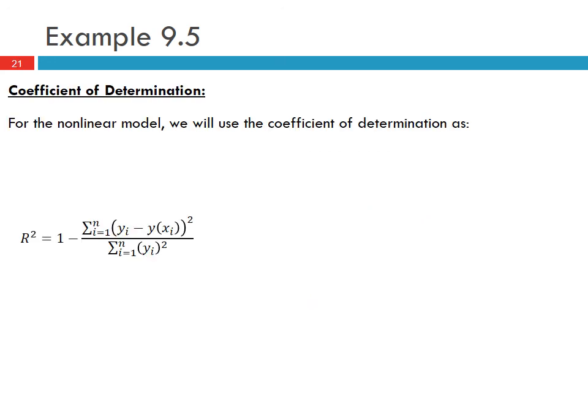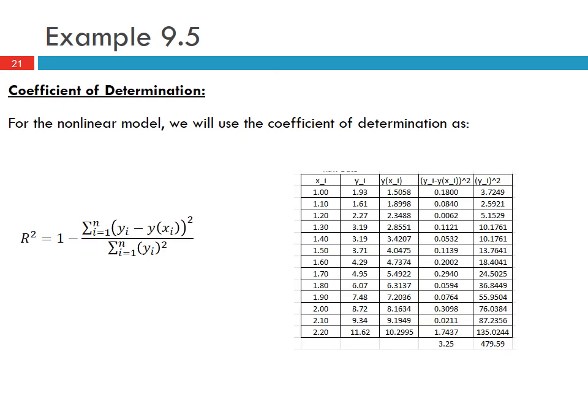For the nonlinear model, again, we're using the coefficient of determination as shown here. We can set up our table in Excel and calculate the relevant sums and quantities, and in particular the residual sum of squares is 3.25, and the total sum of squares is 479. So we can plug those in and we see that r squared is equal to 0.9932.